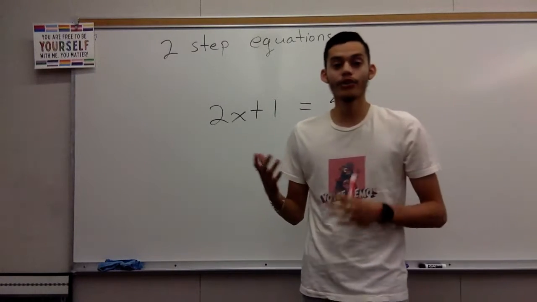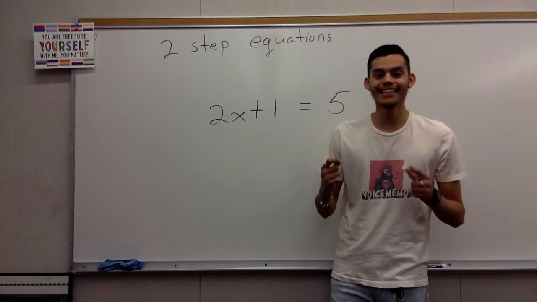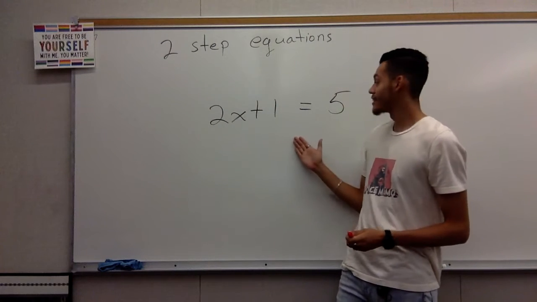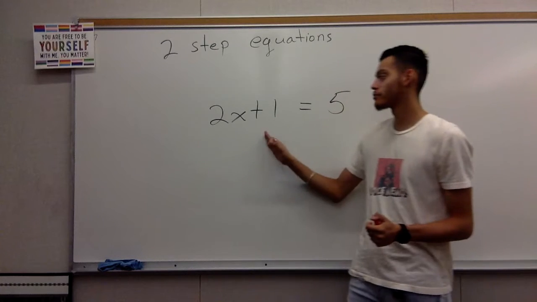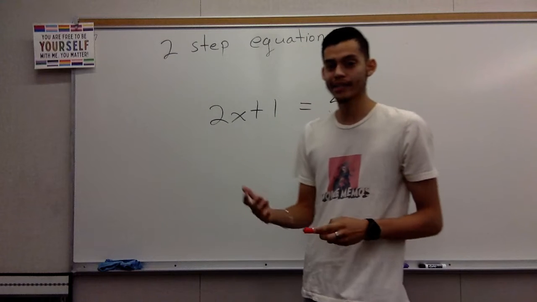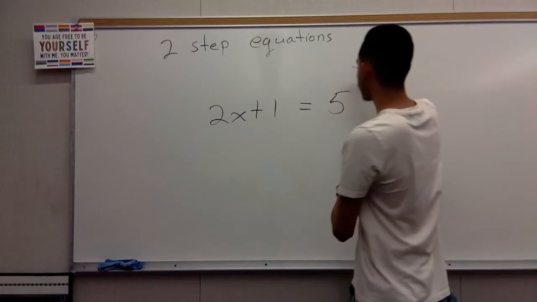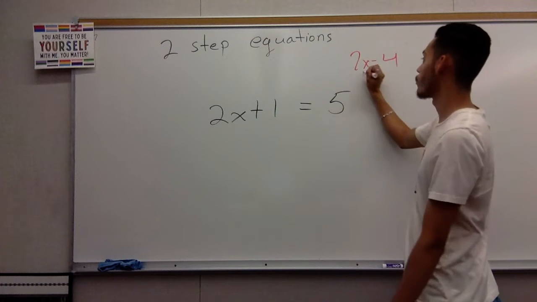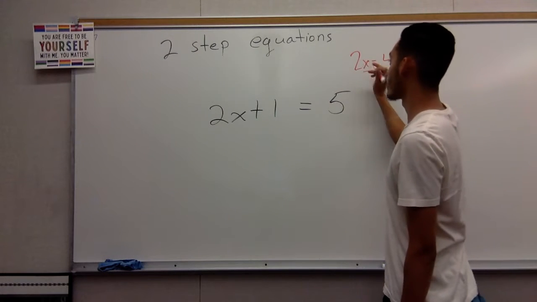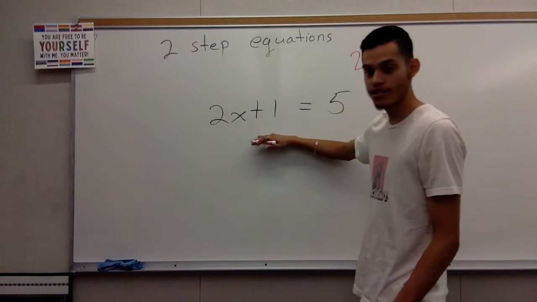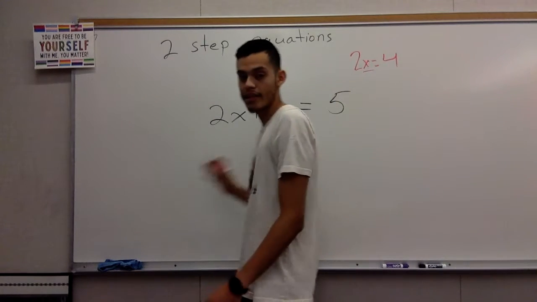We have already gone through the concept of one-step equations, but today's video is going to be on two-step equations. This is an example of a two-step equation, 2x plus 1 equals 5. Before, we had 2x equals 4, and then we had to find what x was, like what multiplied by 2 equals 4. But now we're going to add another step to it. Right here, it's a plus 1.